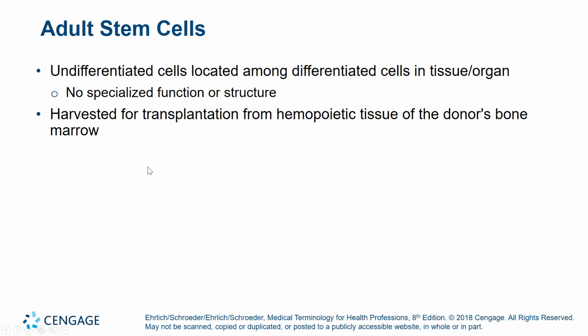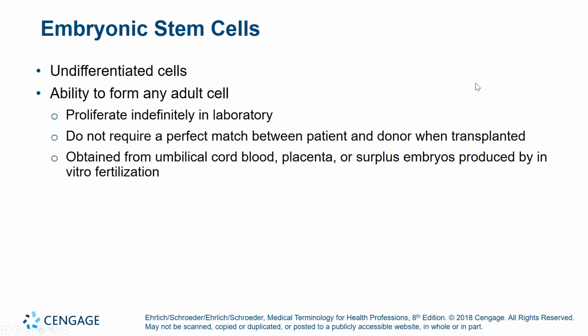We have adult stem cells. These are undifferentiated cells located among differentiated cells in a tissue or organ. There's no specialized function or structure. They're harvested for transplantation from hematopoietic tissue of the donor's bone marrow. We have the embryonic stem cells. These are also undifferentiated cells, with the ability to form any adult cell. So you can see that they do not require a perfect match between patient and donor when transplanted. They are obtained from umbilical cord blood, placenta, or surplus embryos produced by in vitro fertilization.